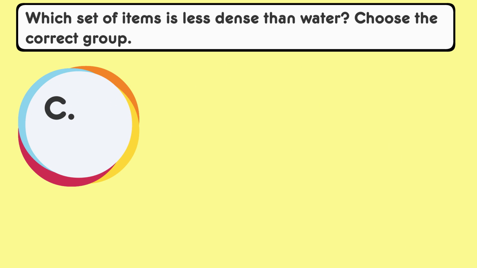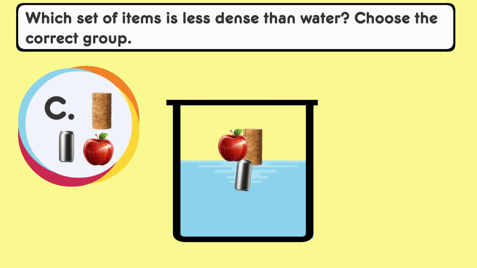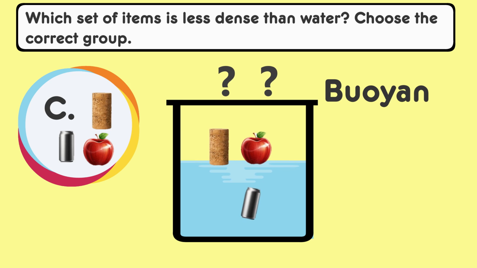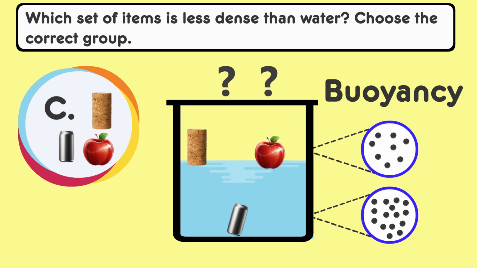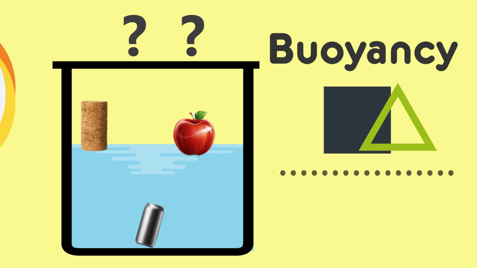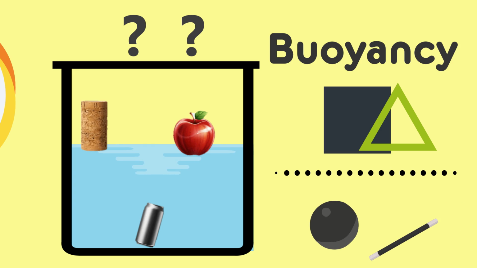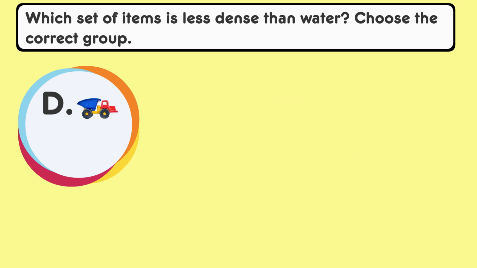Answer choice C: cork, aluminum can, and an apple. So let's start by investigating again. What do these objects have in common that might affect their buoyancy? Next, let's analyze. Evaluate the potential air content and overall the density of each item. Now let's predict. Can the shape or construction of these items help them stay afloat, despite some being made of metal?